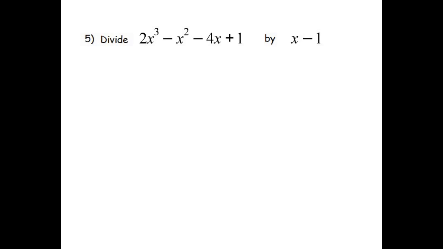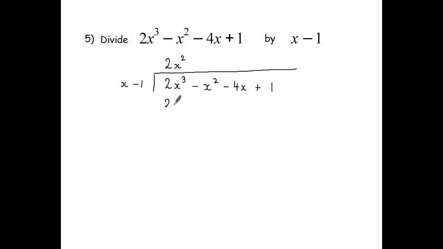Final example then, so we've got divide 2x cubed minus x squared minus 4x plus 1 by x minus 1. So again, bus stop down, polynomial on the inside, and x minus 1 on the outside. So divide through by that x, so 2x cubed divided by x gives you 2x squared, times out, so 2x squared times x gives you 2x cubed. 2x squared times minus 1 gives you minus 2x squared.